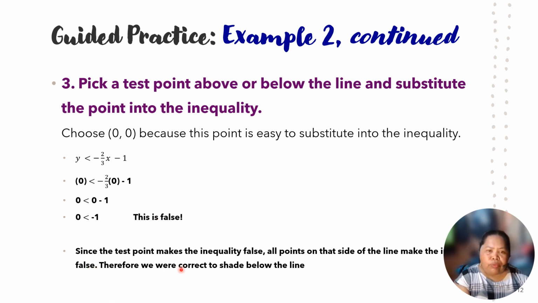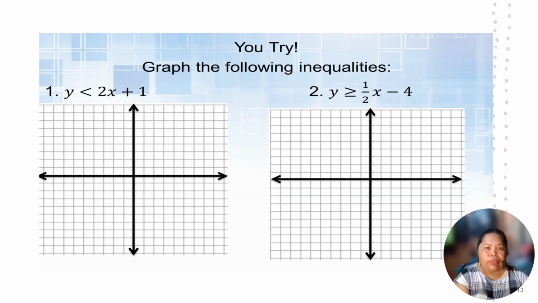Okay, so therefore 0 is less than negative 1, so this is false. Since the test point makes the inequality false, all points on that side of the line make the inequality false. So therefore, we were correct to shade below the line. Alright, so all the tests must be false. Okay, so let us try this one. Okay, so how are we going to do this?